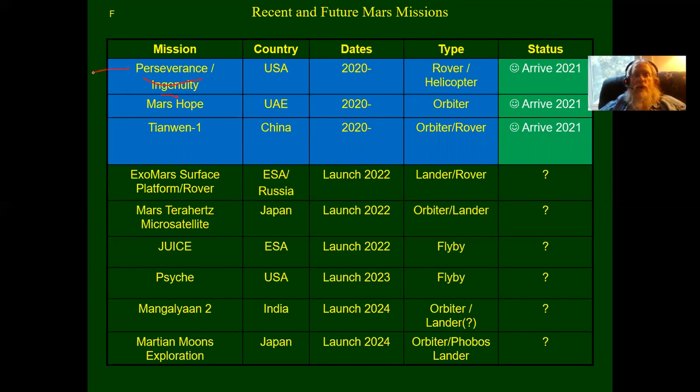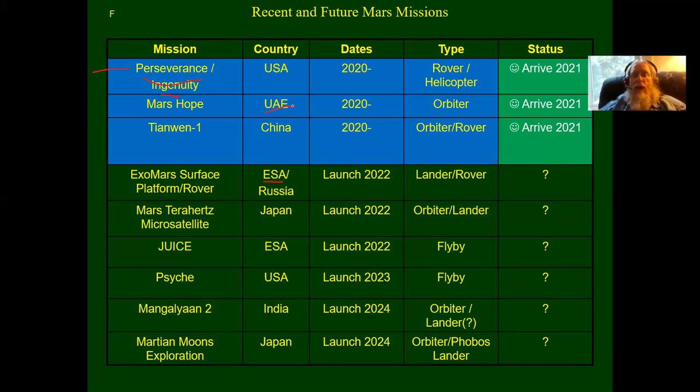Perseverance is carrying some specifically astrobiological experiments. So going to be very interesting to see what that comes up with. And then the ExoMars lander and rover from a joint ESA Russian mission, planning on launching at the next launch window in 2022, will also have some astrobiological experiments.